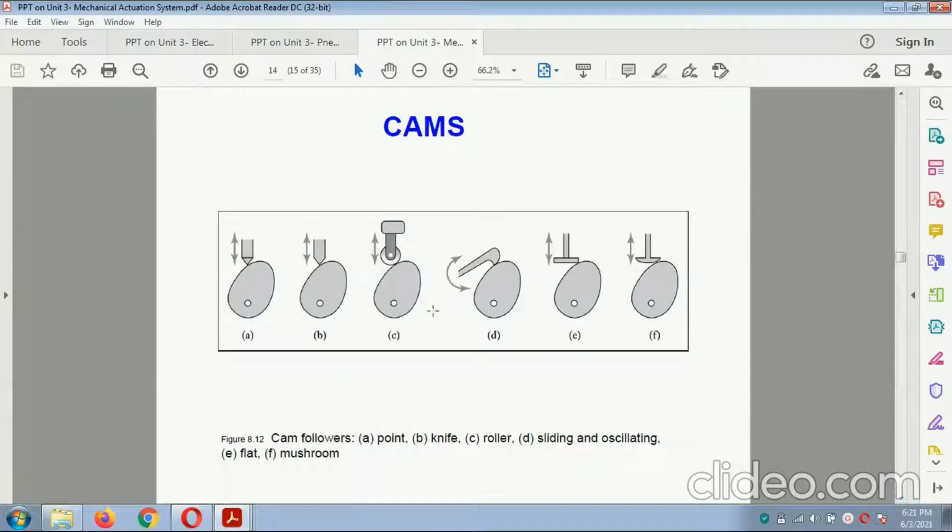These are the different types of followers. This is a point follower, this is a knife follower, roller follower, sliding and oscillating follower, flat follower, and this is a mushroom follower.